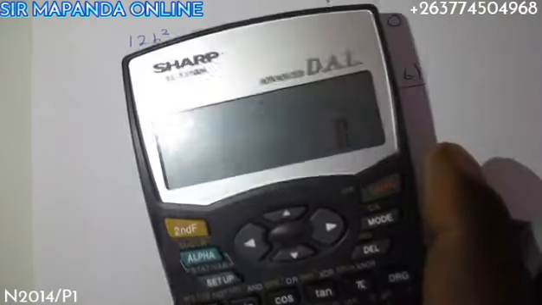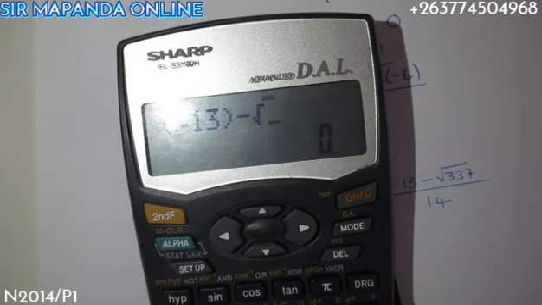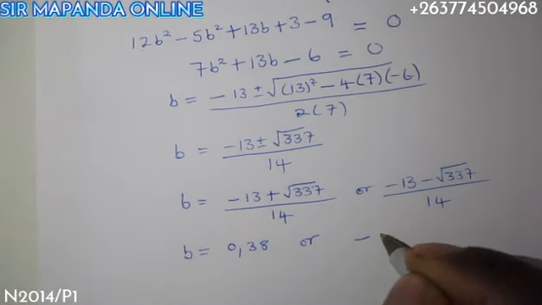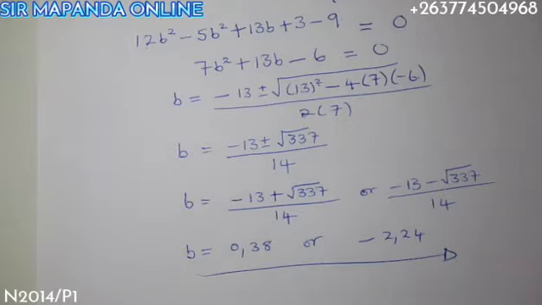Or minus 13 minus the square root of 337, equals, divided by 14, gives minus 2.24. So you write minus 2.24. So these are the solutions. This is how you go about it.